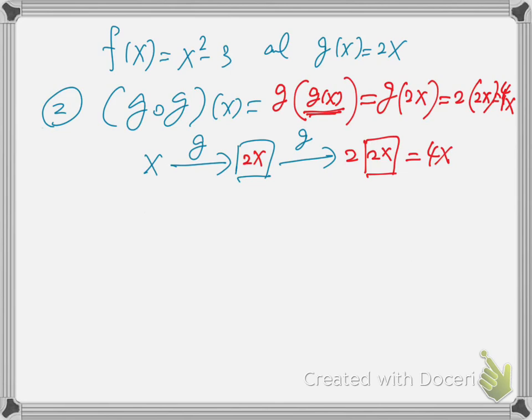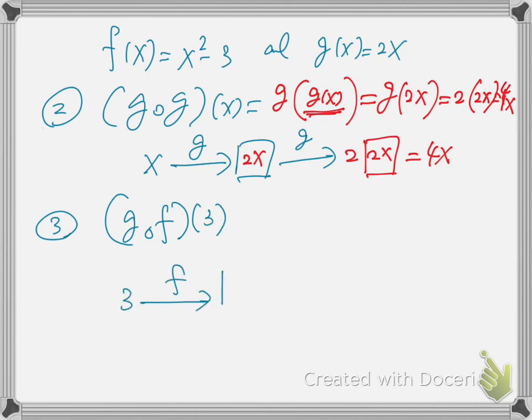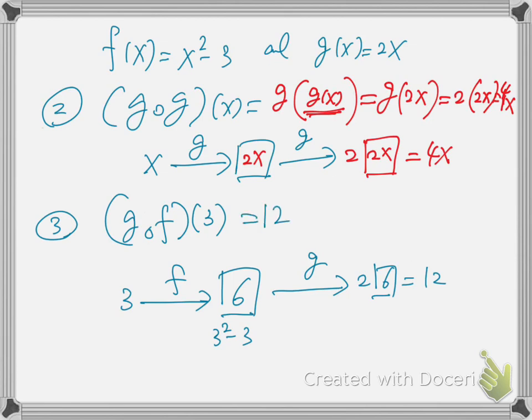And number 3 is composition, and then you give a number, right? So g compose f of 3. So this time you apply f first to the number 3, and then whatever number you get, you apply g. So f of 3 is 3 squared minus 3. So you get 9 minus 3, 6, and then g of 6, this is 2 times the box. So 2 times 6, you get 12. So this is 12, okay? So composition is also not hard.